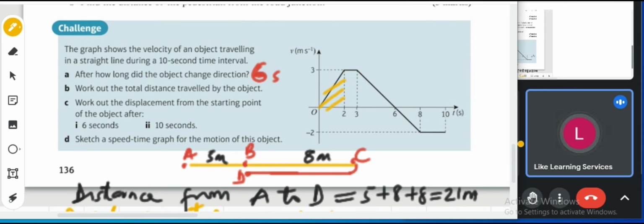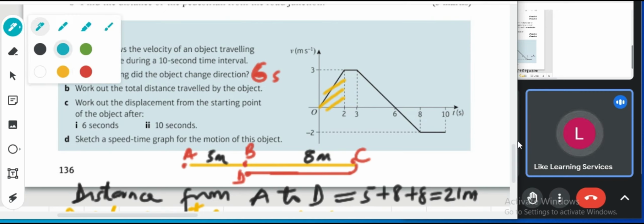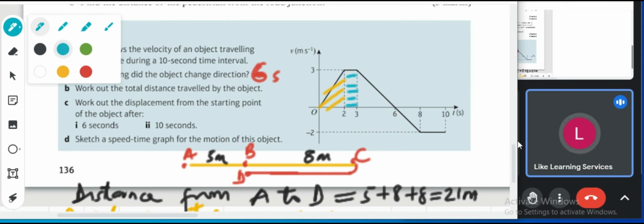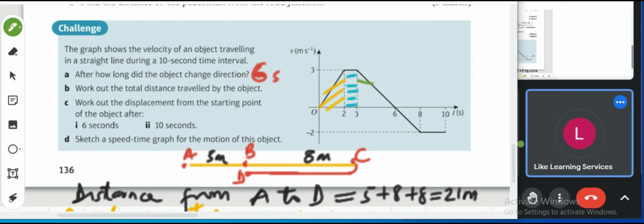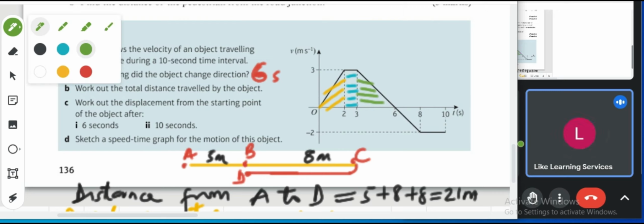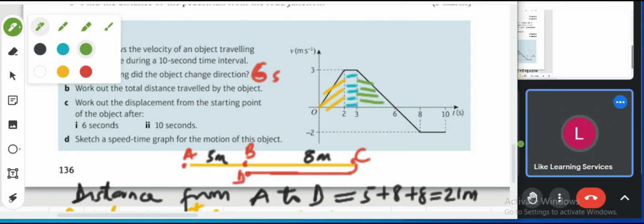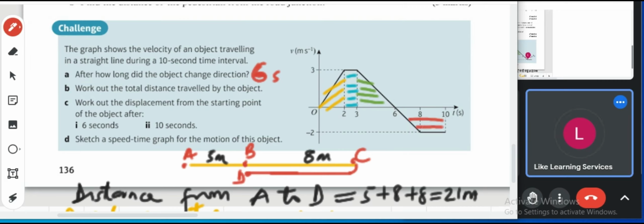I will shade in yellow. What's this one? I will shade in blue. What's this one? I will shade in green. What's this one? This looks like a trapezium. 1, 2, 3, 4, because that's a trapezium. I can shade all of them. What other color? Red. In red.